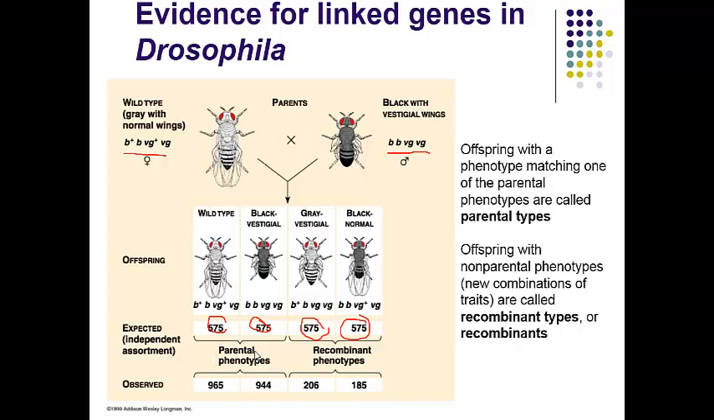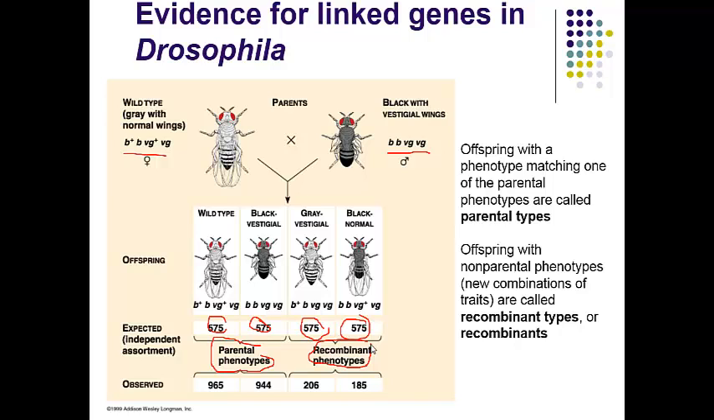Some of the offspring would retain the parental phenotypes, meaning they would look exactly like their parents. Other offspring would be considered recombinants. To be a recombinant means that you do not have the same phenotype as your parents. You are the result of genetic recombination. In this case, you're the result of independent assortment. You're the result of those chromosomes lining up a different way, and therefore you inherit different traits.